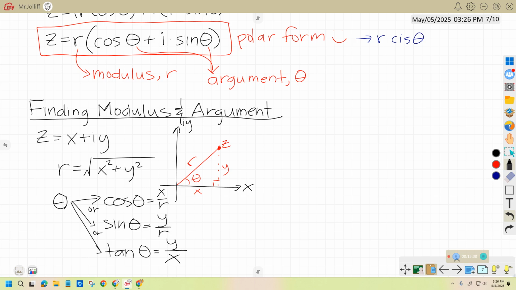So let's say I go with cosine. Cosine equals x over r. I don't want cosine of theta. I want theta. How do I undo cosine? Cos inverse. Very good. So you set up the trig ratio that you want to use, and then you do the inverse trig function to get at the angle buried inside it. Good. Just like we did converting coordinates in the real plane.